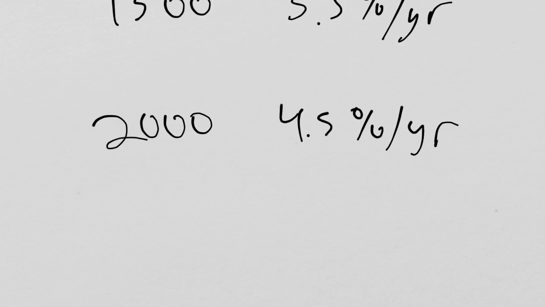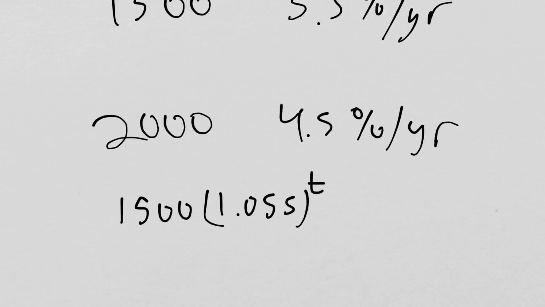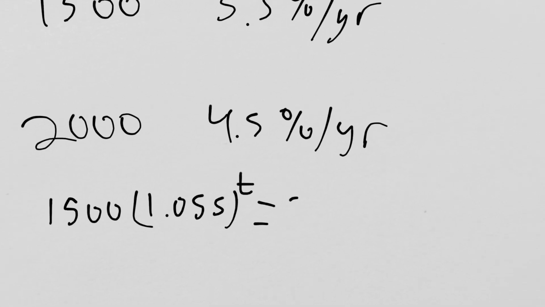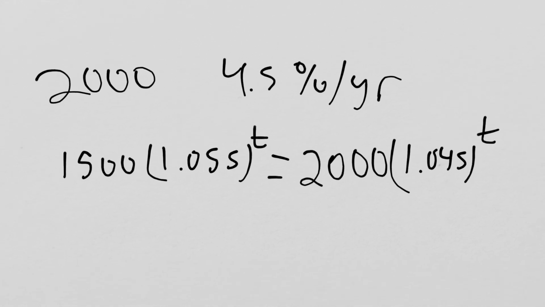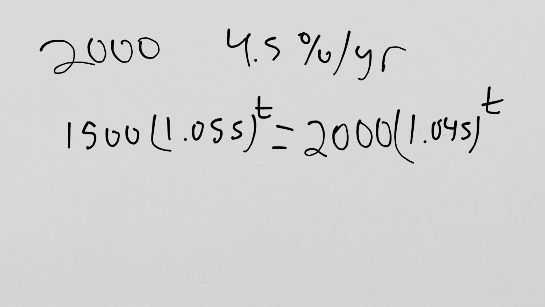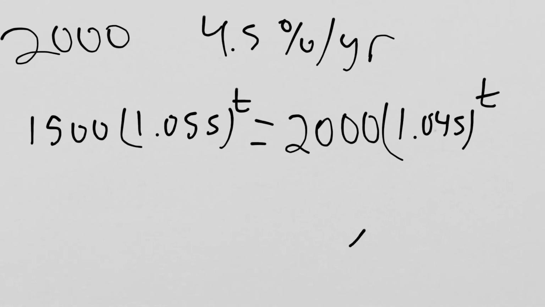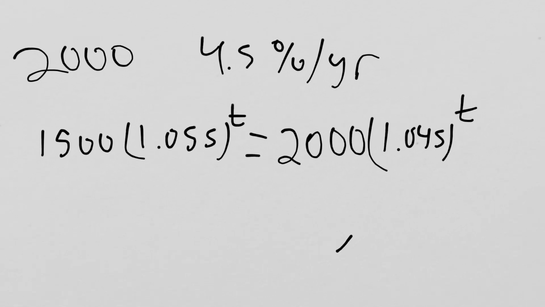So what we need to do is set up two functions and set them equal to each other. So if I say 1,500 times 1.055 raised to the t, I want to know how long it's going to take before that is equal to 2,000 times 1.045 raised to the t. Okay, how long is that going to take? Before we kind of guessed and checked on this until we got the two numbers to be equal, but there's a way we can do this algebraically now that we remember how to do logs.